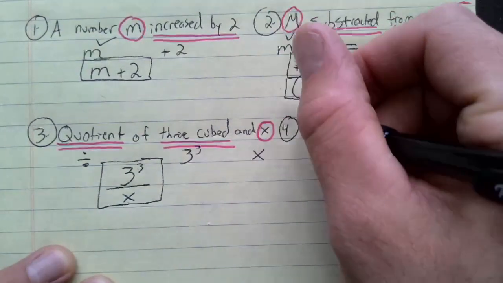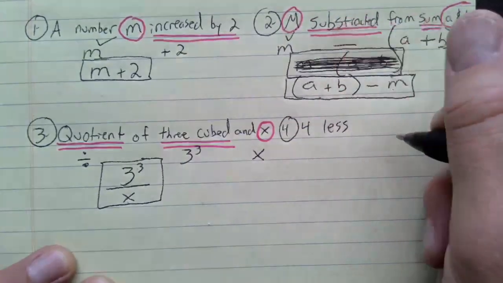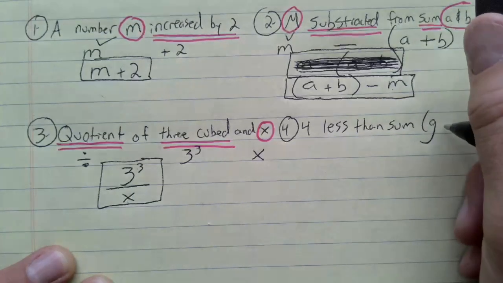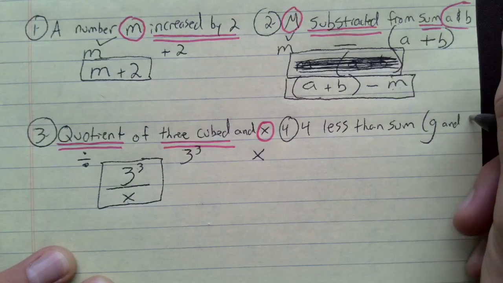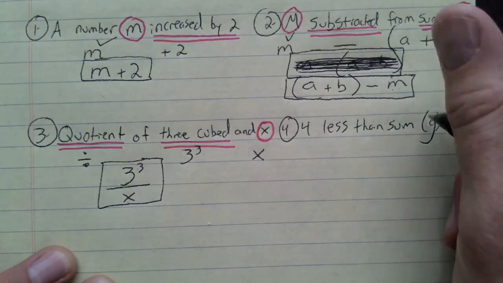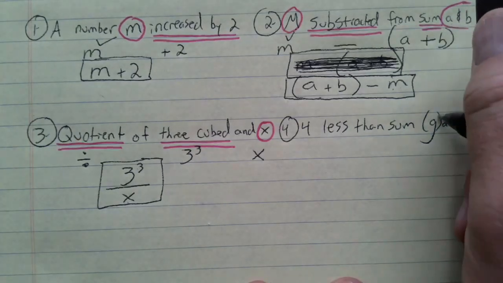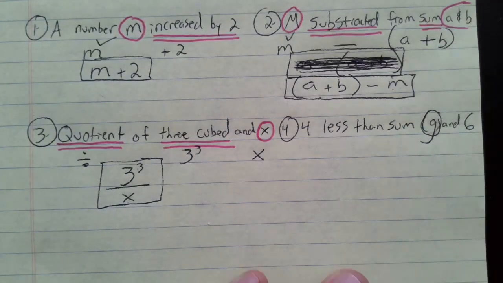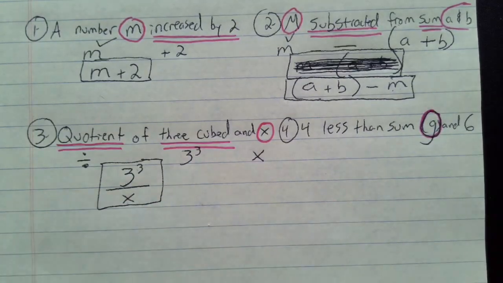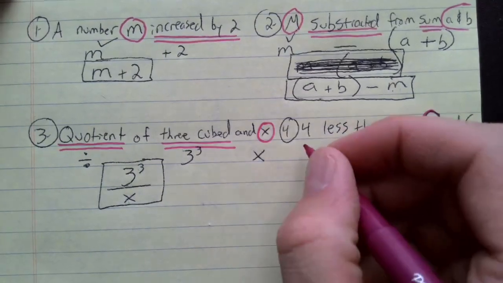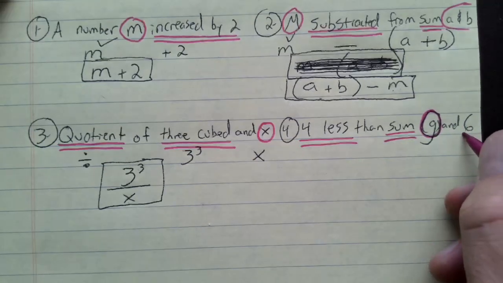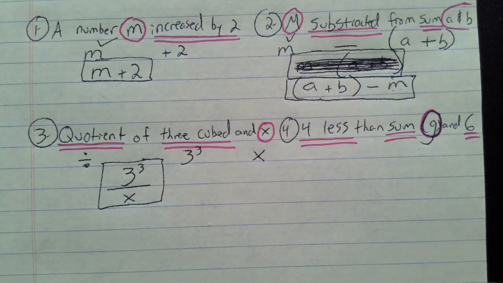Number 4 is 4 less than the sum of g and 6. Of g and 6, right there. Of g. So I just began to circle that variable right there. So circle your variable g. That's step 1. Step 2 is underline key phrases. 4 less than the sum of g and 6. So those are all important parts to that.